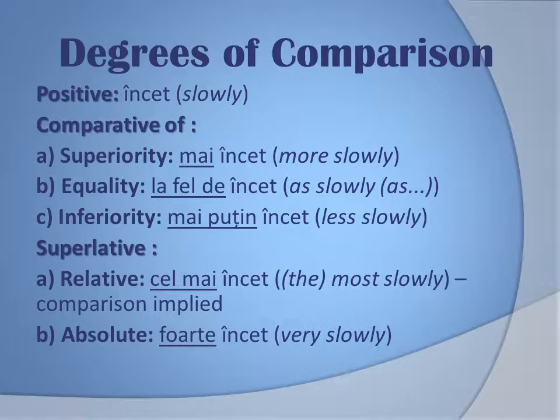The comparative of inferiority is mai puțin încet, less slowly. The relative superlative is cel mai încet, the most slowly. And here there's a certain comparison implied. And the absolute superlative, foarte încet, very slowly.